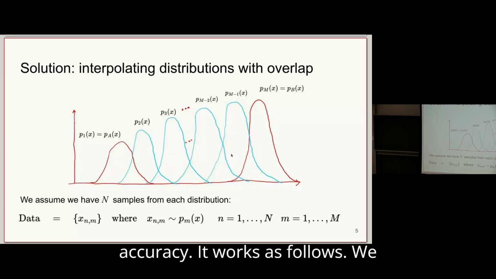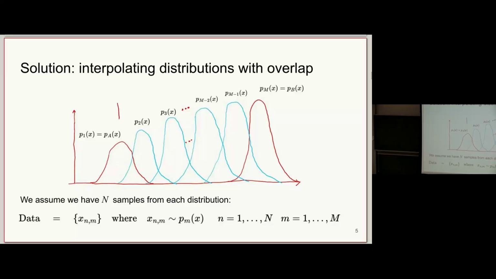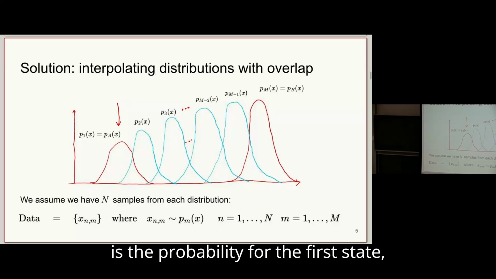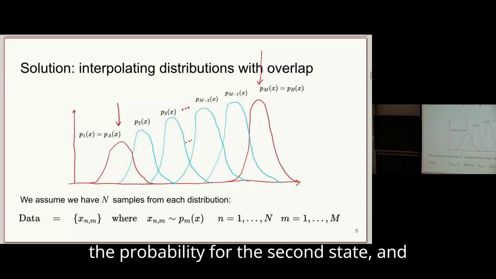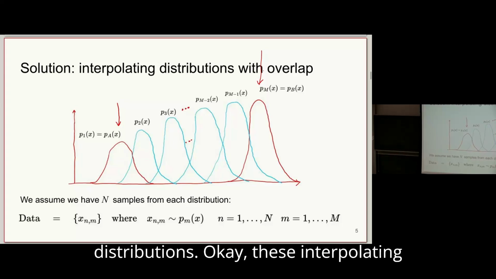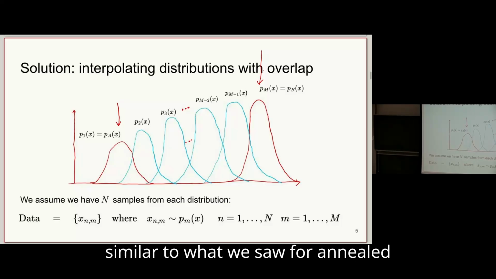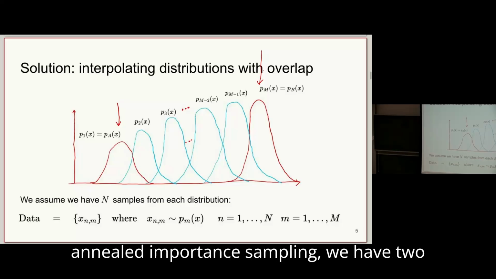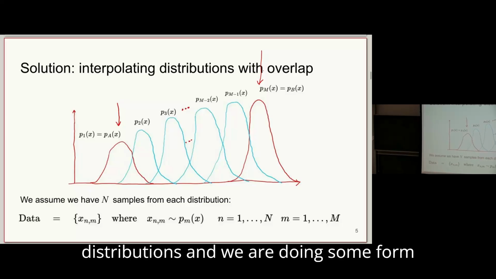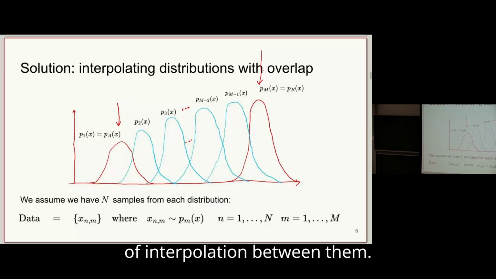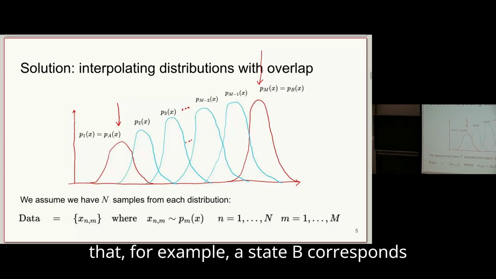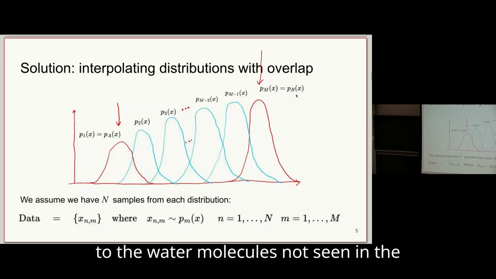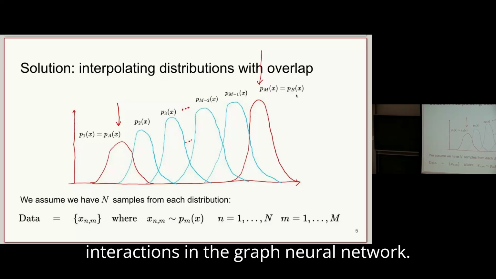It works as follows. We have the first distribution here, which is the probability for the first state, and then the second distribution here is the probability for the second state. And M-bar is going to create interpolating distributions. Okay? These interpolating distributions are going to be very similar to what we saw for annealed importance sampling. If you remember, in annealed importance sampling, we had two distributions, and we were doing some form of interpolation between them. Here we're going to do the same. I said that, for example, state B corresponds to the water molecules not seeing the drug-like molecule, by switching off the interactions in the graph neural network.